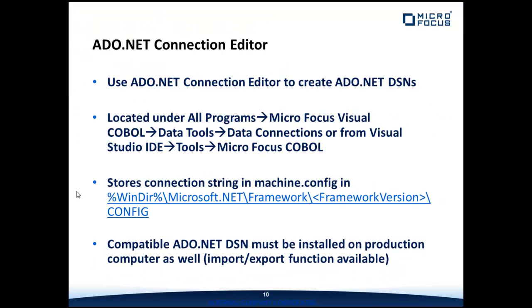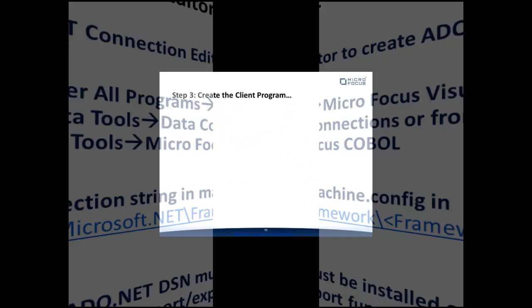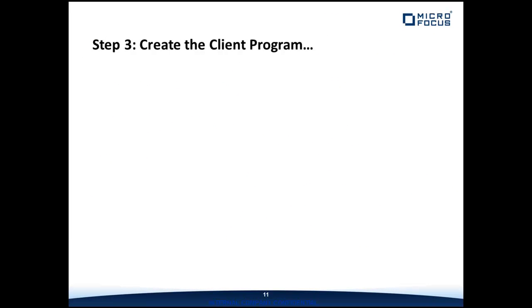When deploying your application, you must also create a compatible DSN on your production system in order for your application's database connection to be successful. As shown, the ADO.NET connection editor is available in the COBOL server product as well, and an export-import function is available to simplify this process. So we have installed our ADO.NET provider and set up a DSN to point to our database if required. So now all that is left to do is to write our application.